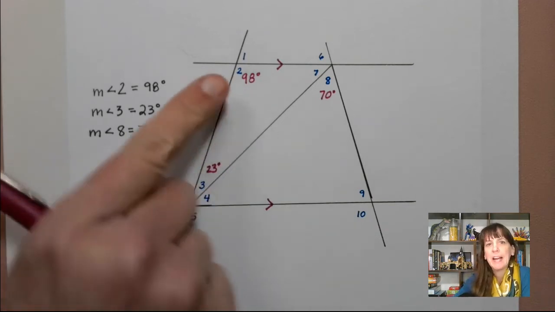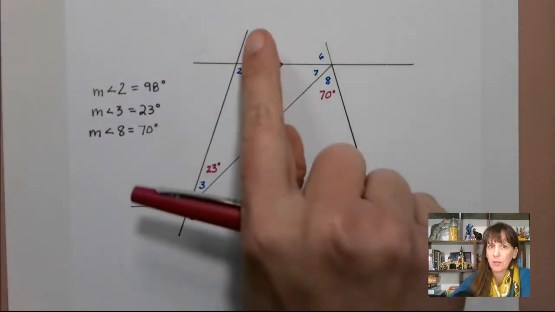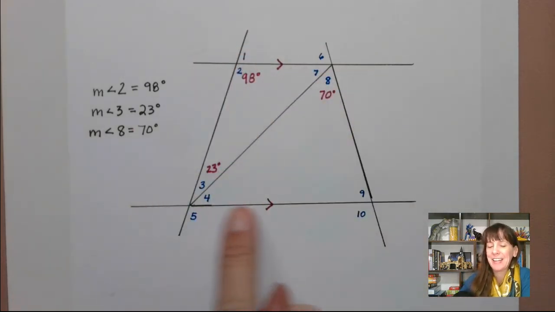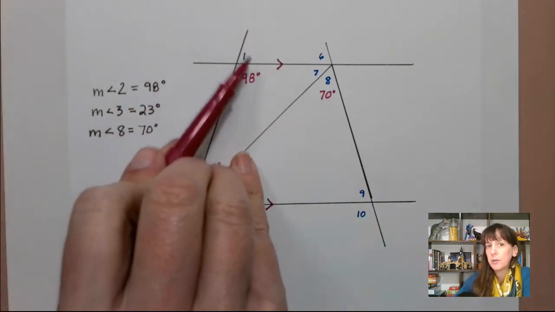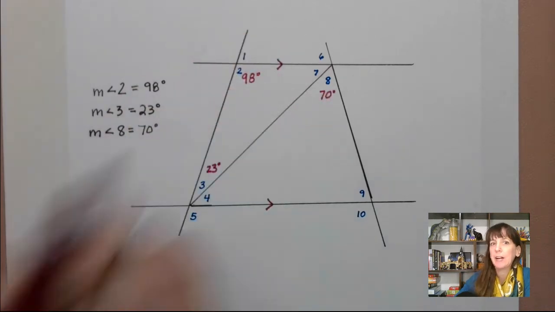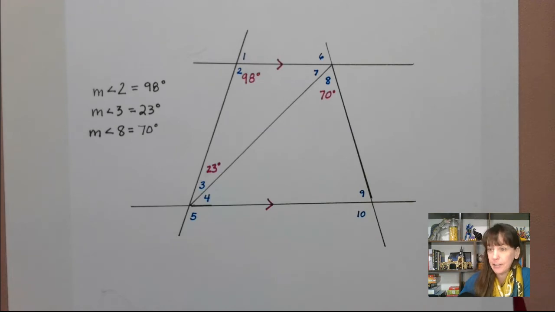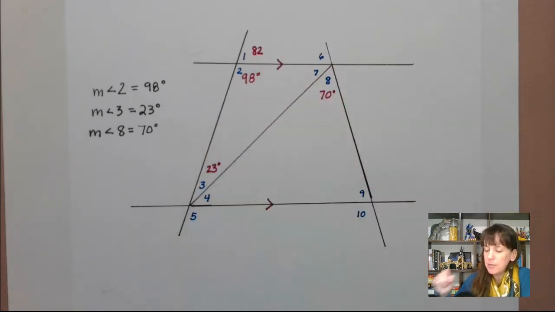Straight away, I know that angle 1 and angle 2 create a linear pair, because they create a line here. We know this line is parallel to this line, because the arrows indicate that. So this transversal, for 1 and 2, creates a linear pair. A linear pair is 180 degrees, so angle 1 is going to be 82 degrees, because 98 degrees plus 82 gives us 180 degrees.